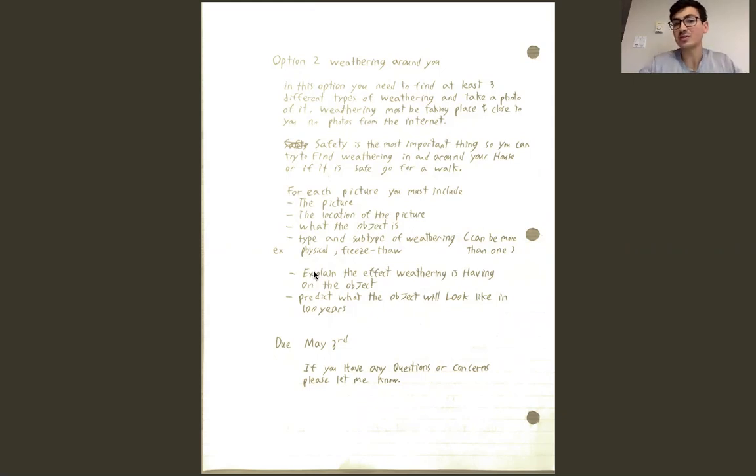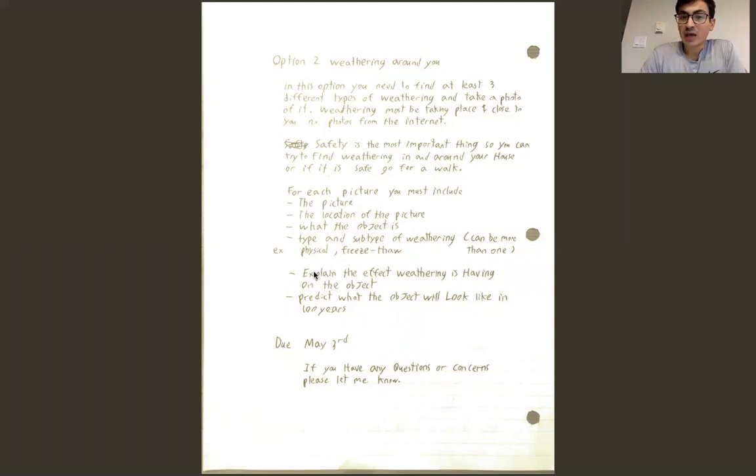So safety is really important here. I don't want you to put yourself in a position that makes you unsafe. So if it's not safe to go outside, or it increases your risk of exposure to COVID-19, please don't go outside. Please either choose option 1 or see if you can find weathering in your house.